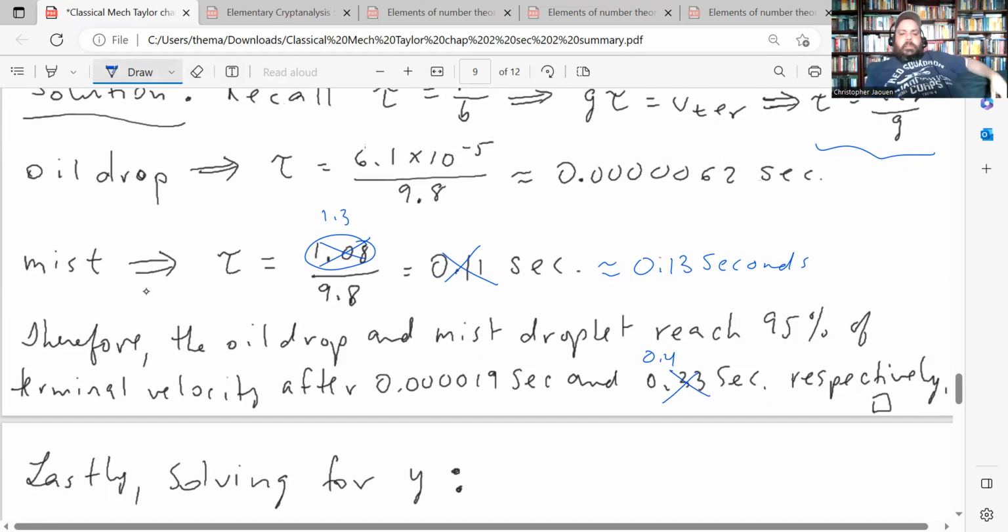So for any time period greater than this, the oil drop is basically at its terminal velocity. And for the mist, after approximately 0.4 seconds, the droplet of mist will have reached its terminal velocity. All right.